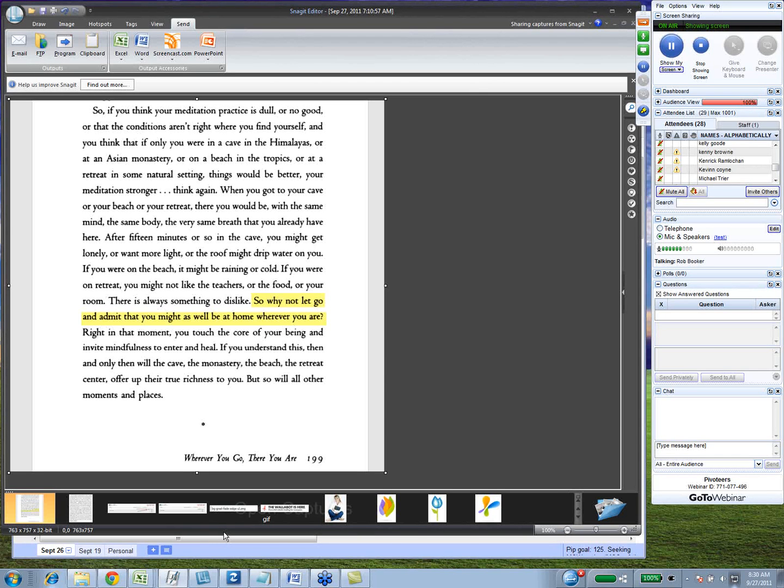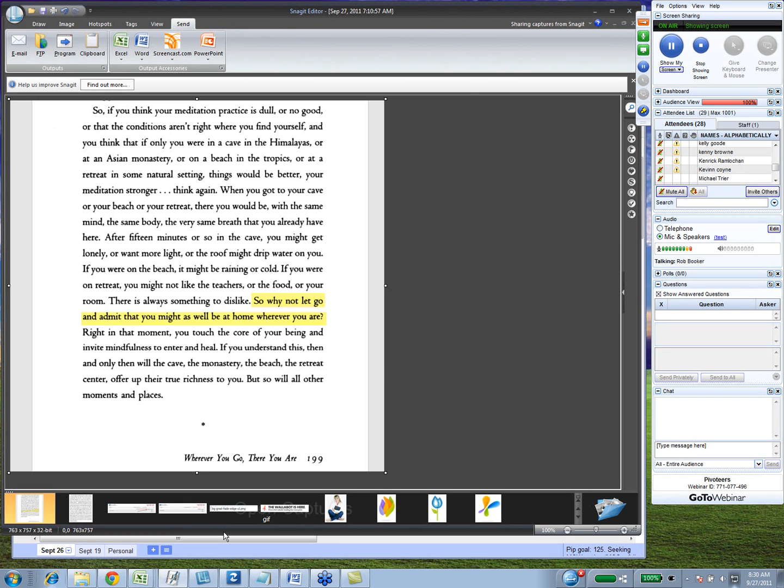I see traders all the time say, yeah, that system would actually work, but it doesn't work for me because I don't like that currency pair, or I don't trust that currency pair. Or, yeah, that system could work for me, but I don't really want to run that methodology on Sundays, and it has to trade on Sundays. Or some people say, I've got the system down, but it's not good enough for me yet. I need to change some things. Well, why do we need to change some things? Why not let go and admit that you might as well be home wherever you are?